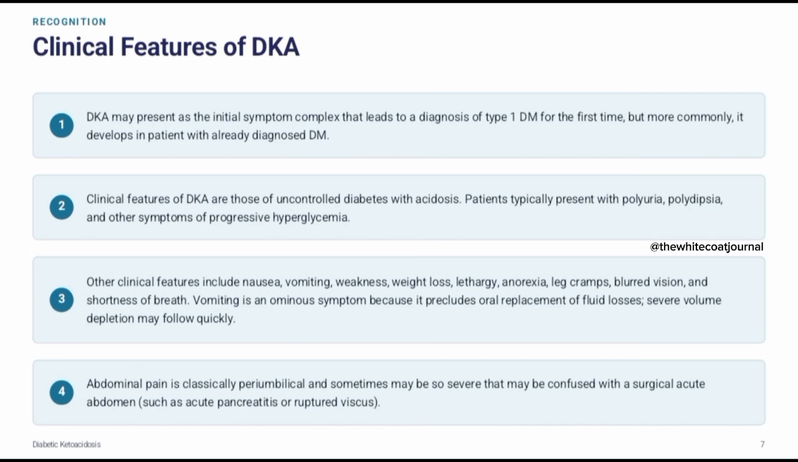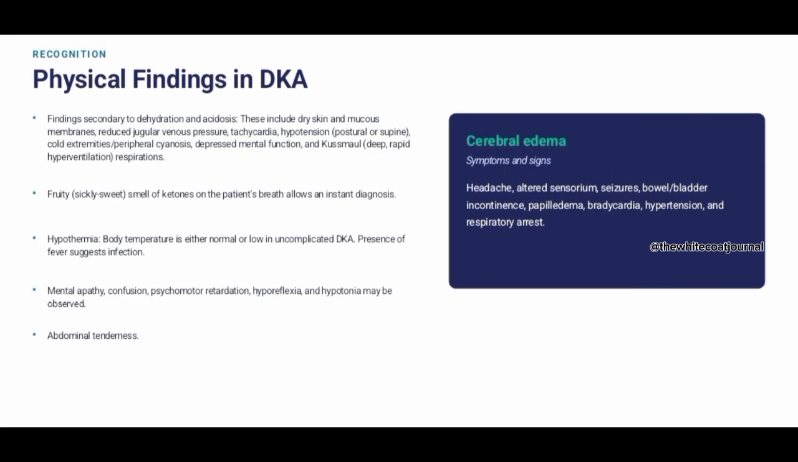The patient may initially have symptoms of hyperglycemia, which are polyuria, polydipsia, weight loss, weakness, and blurred vision, and because of dehydration, we see dry skin and dry mucous membrane, tachycardia, reduced JVP, hypotension, cold extremities, poor peripheral perfusion, and because of ketosis and acidosis, we see nausea, vomiting, abdominal pain, Kussmaul's respiration, and fruity odor.